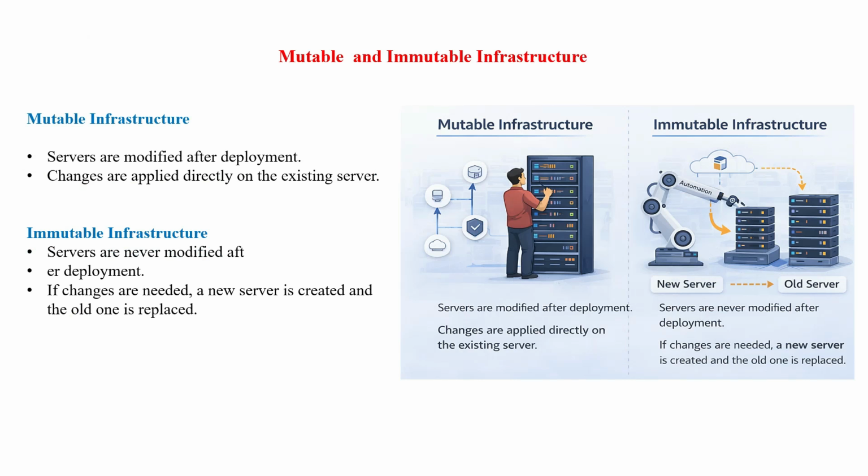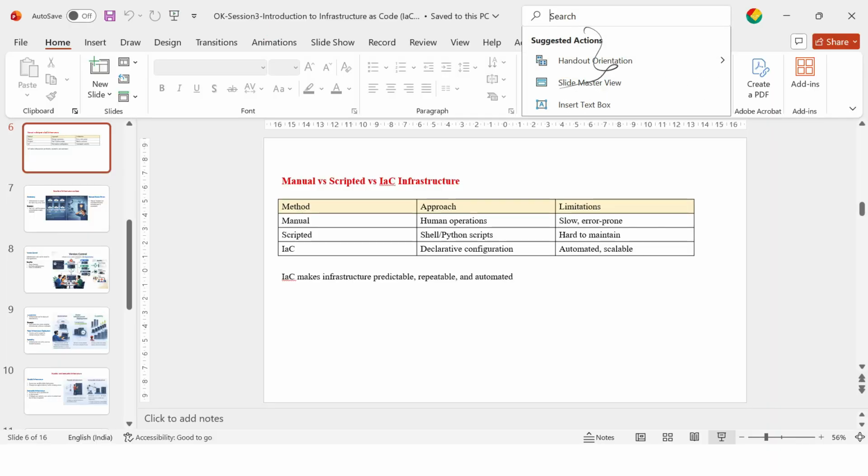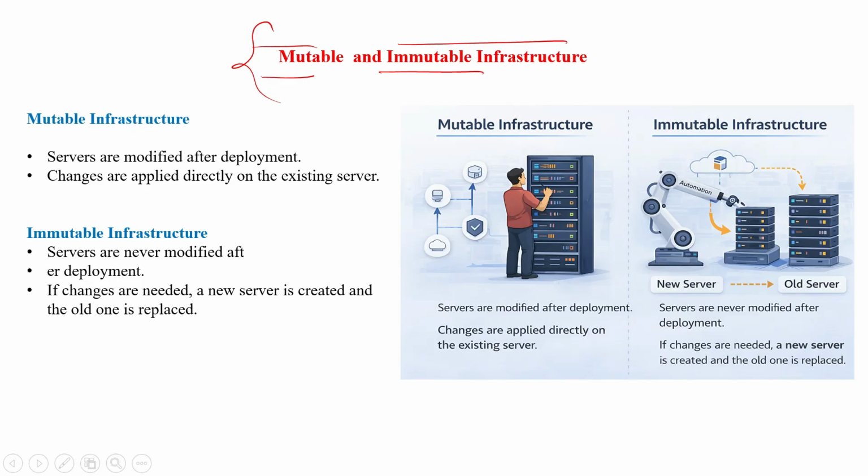Now we have two kinds of infrastructure. One is called mutable, and the second is called immutable. This is very important to understand from the interview perspective as well, and along with that you need to understand it. What is mutable and what is immutable infrastructure? So what is the difference?